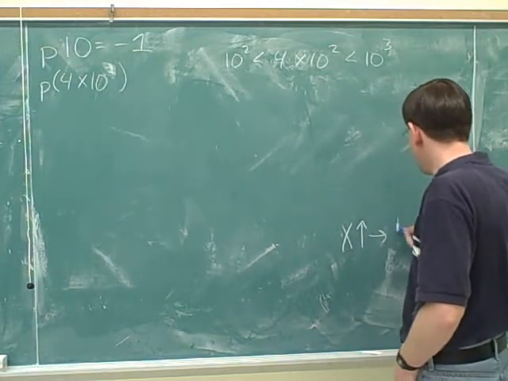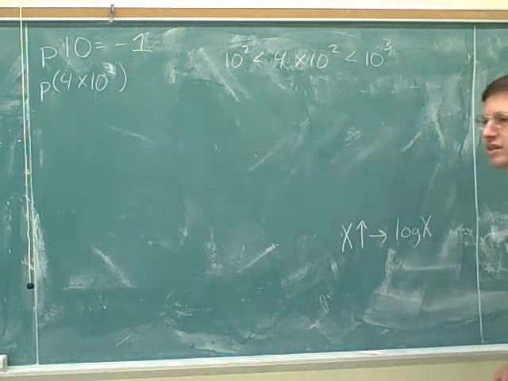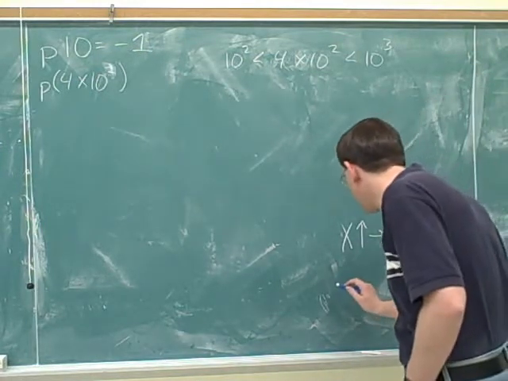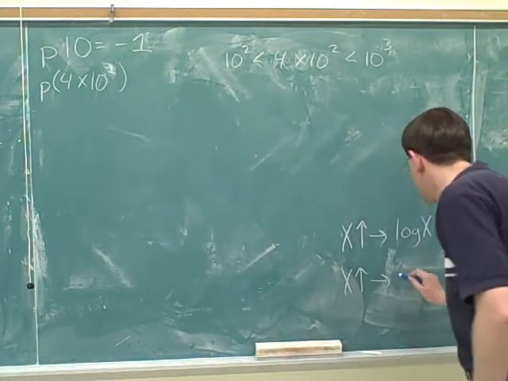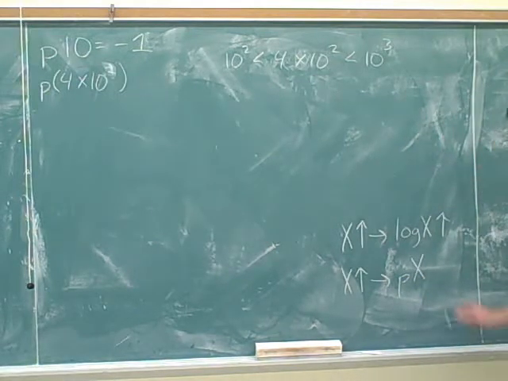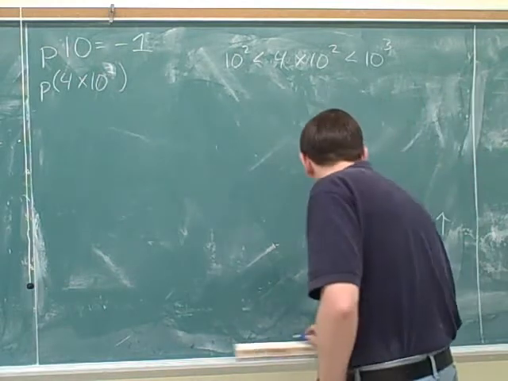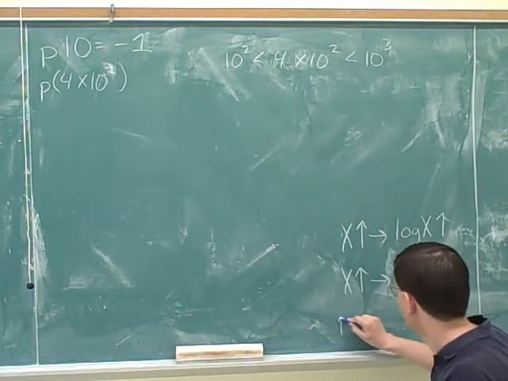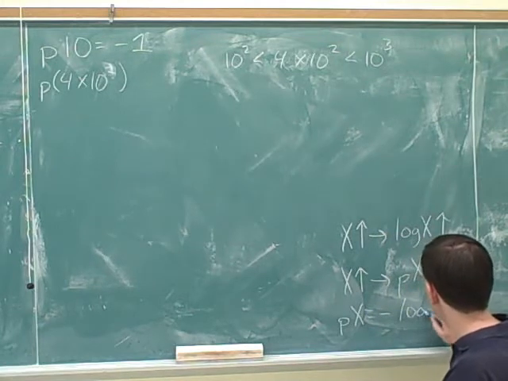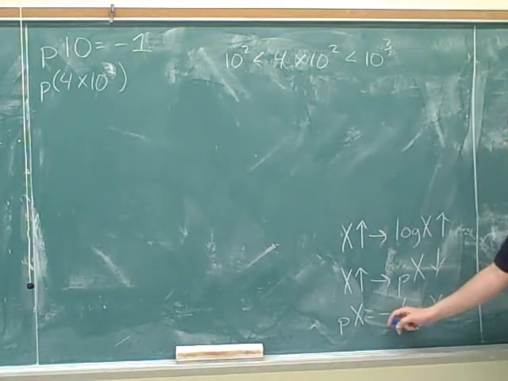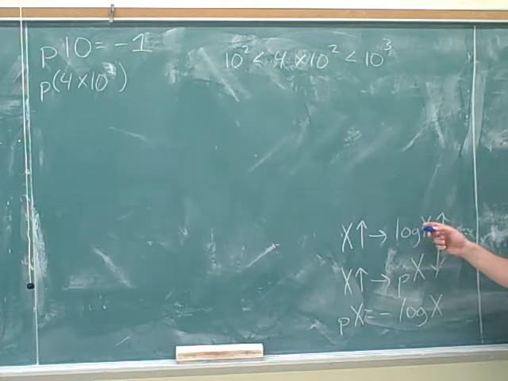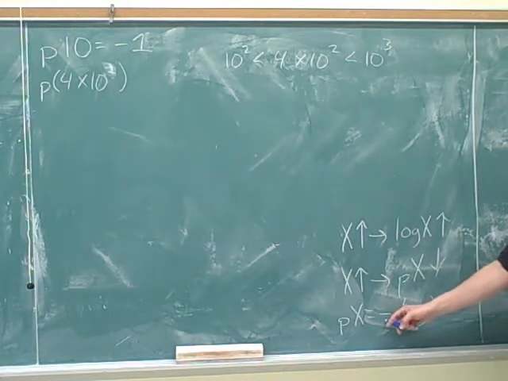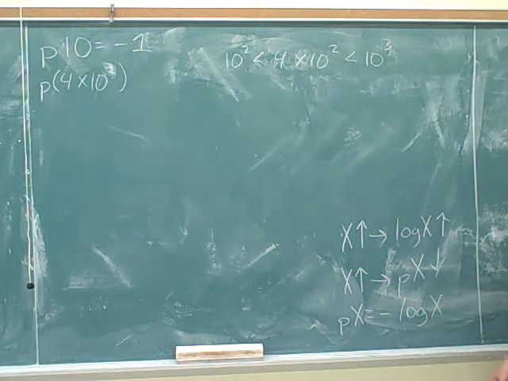Going back to logarithms for a second, when x gets bigger, what happens to the log of x? It gets bigger. But how about when x gets bigger, what happens to the p of x? It's smaller. Yeah, and that is because the p of x is the negative log of x. And this negative sign turns this direct relationship into an inverse relationship. We know there's a direct relationship between x and its logarithm. But because of this negative sign, there's an inverse relationship between x and p of x. The bigger x is, the smaller its p is going to be.